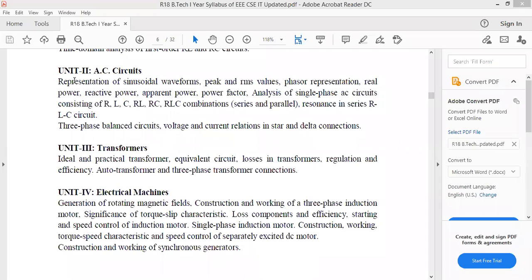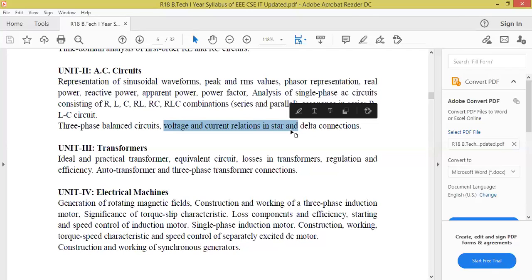If you see Unit 2, it is entirely AC current, but one topic we have not taken in detail, that means with problems. That topic is the three-phase balanced circuits, where the question, a direct question, 100% from the external examination point of view, you will get from the second unit, an essay question: derive the relationship between line and phase voltages for star and delta connection.